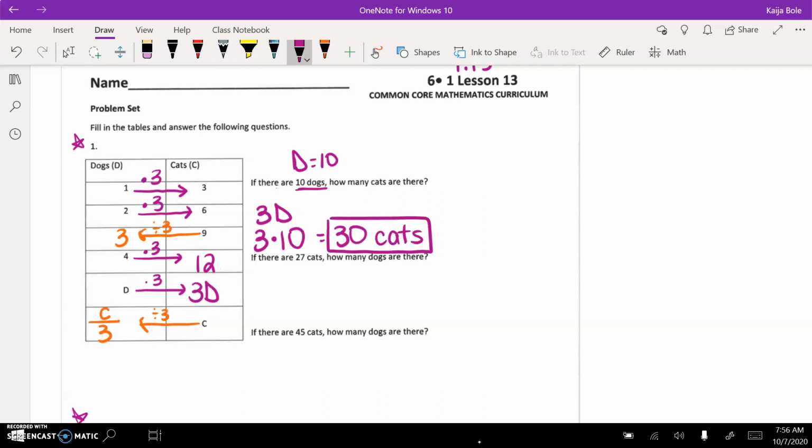Okay. Now, if I look at the next one, if there are 27 cats, how many dogs are there? So 27 cats means that C equals 27. So I'm going to use my expression C over 3, and I'm going to say 27 divided by 3, which would be 9, so there are 9 dogs.